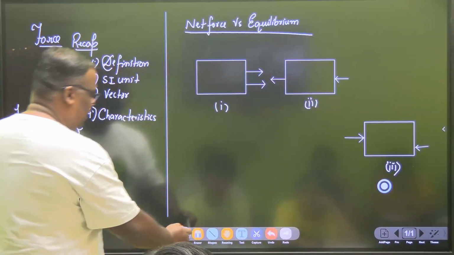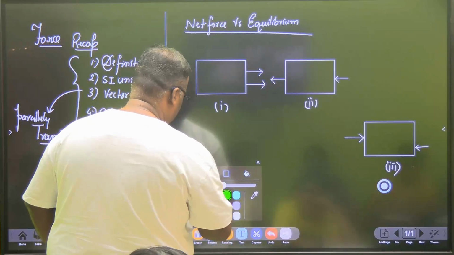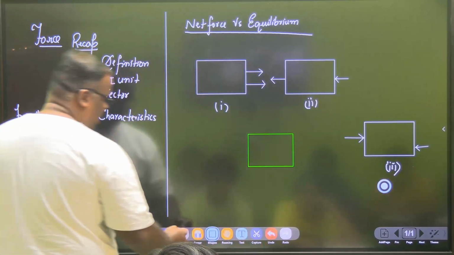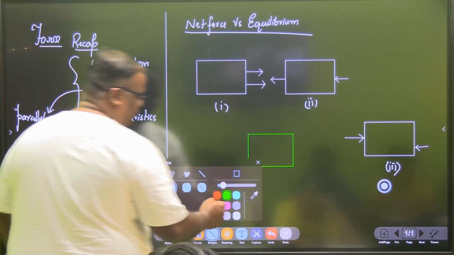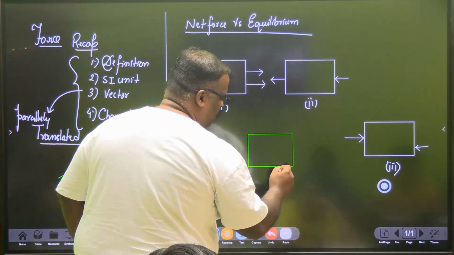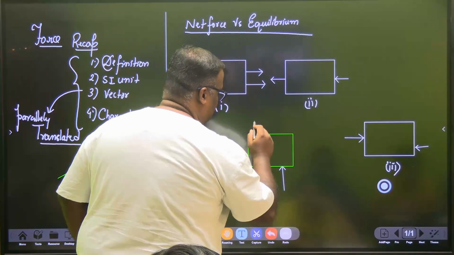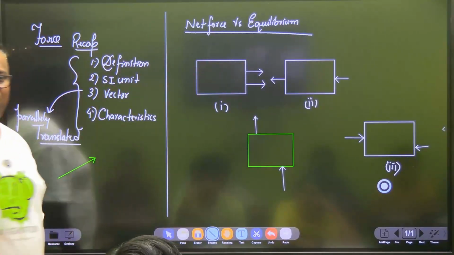Chalo ek try karte hain. Let's say you have a body like this, okay? And let's put some forces into it. Are the forces in the same direction?